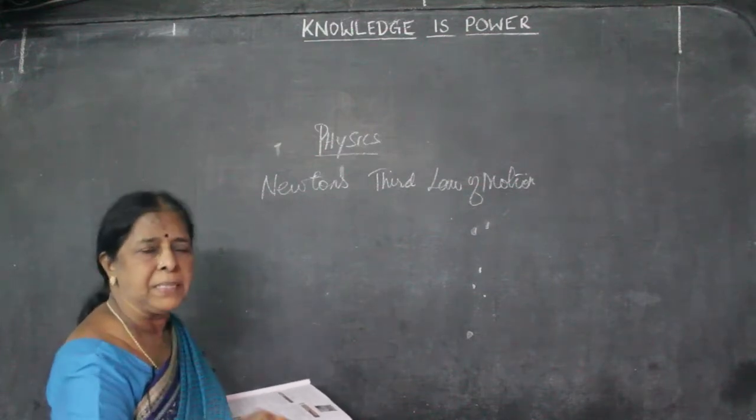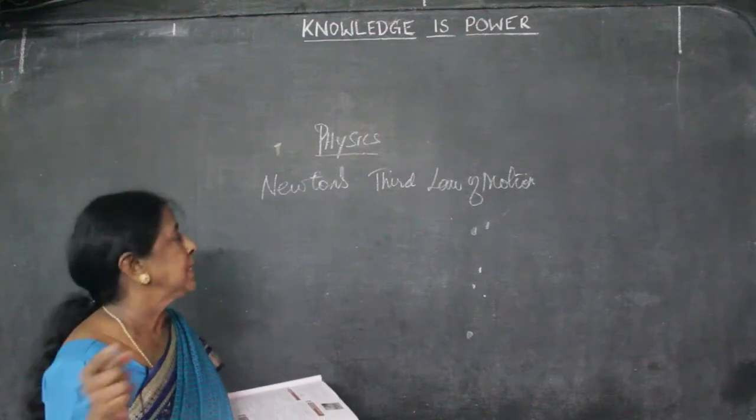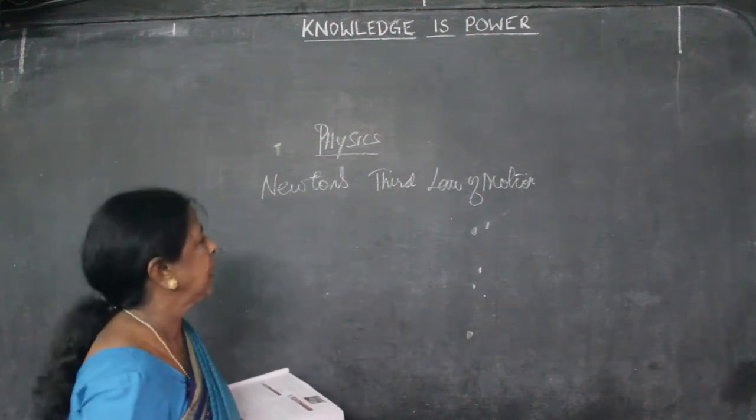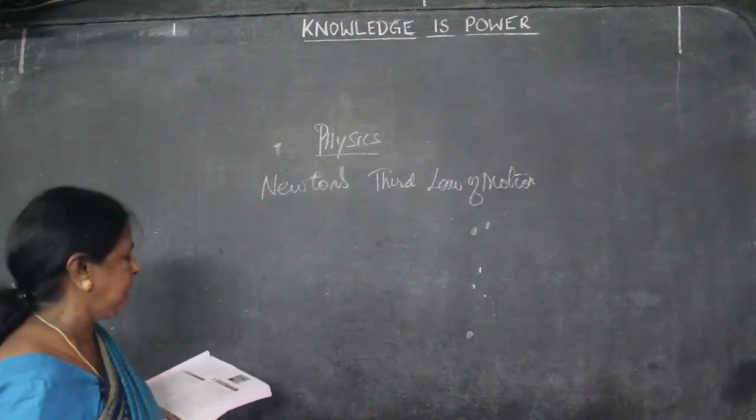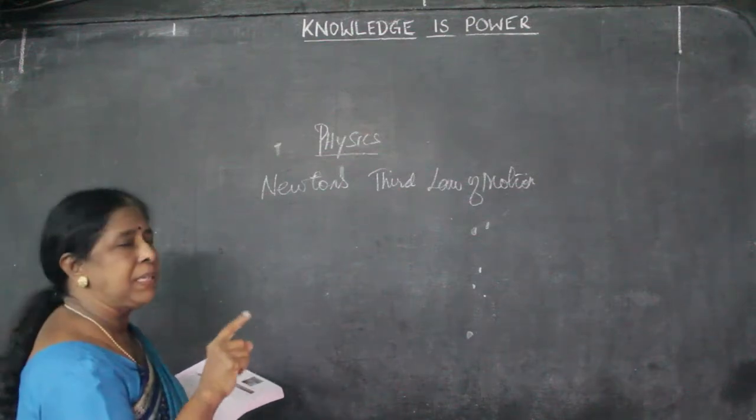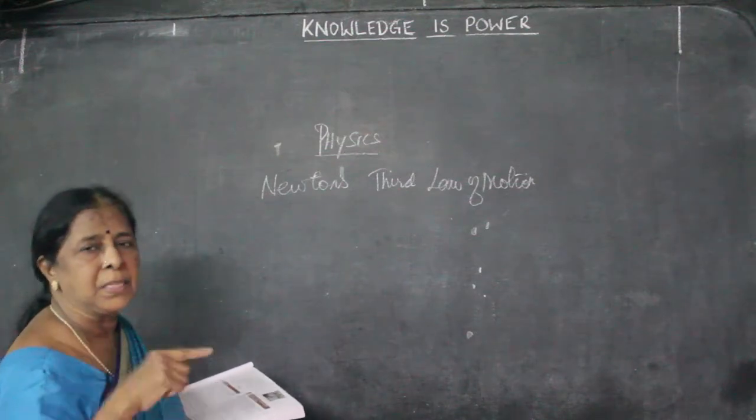One effort you give, the result will be in the other direction. This is known as Newton's third law of motion. So what is Newton's third law of motion? For every action there is an equal and opposite reaction. They always act in two different directions, not in the same direction.